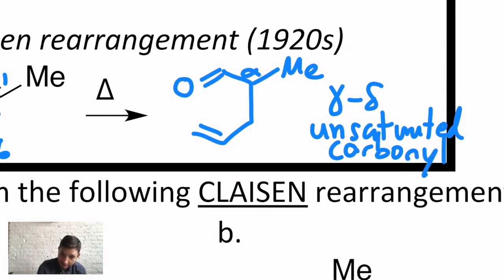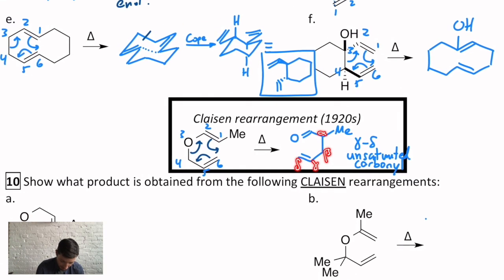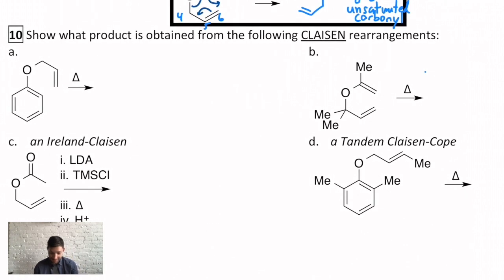Alpha being the one right next to it, beta being one more away, and you just go down the Greek alphabet, gamma and delta. So there's 4 examples of this. Let's see how they work.